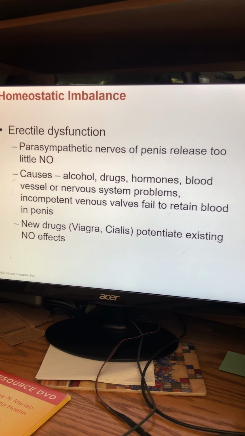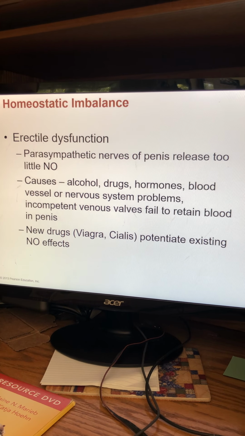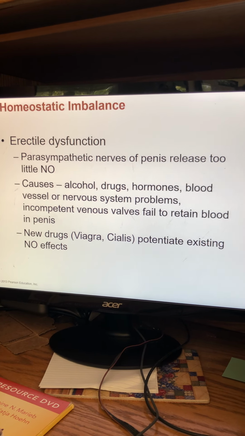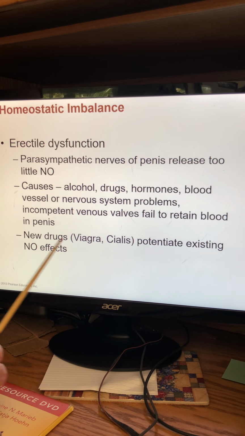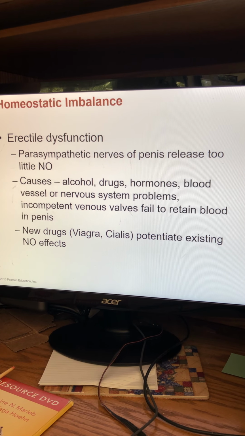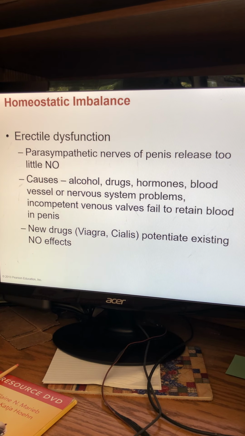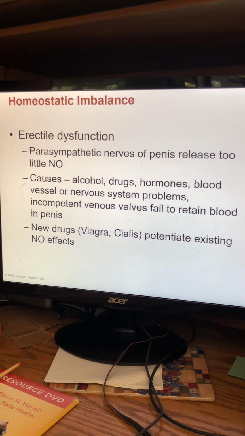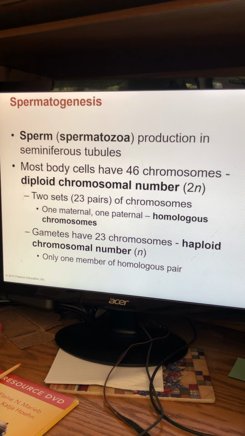If for some reason you can't get an erection as a male, sometimes it's due to too much alcohol, drugs, hormones, and incompetent valves. And if you watch any sporting event, they always advertise Cialis and Viagra. Viagra used to be a blood pressure medication, but they found out it works just as well to make sure that you have an erection during a time with erectile dysfunction.